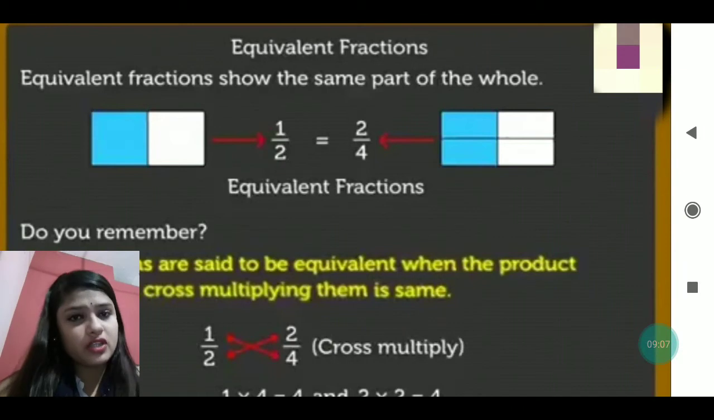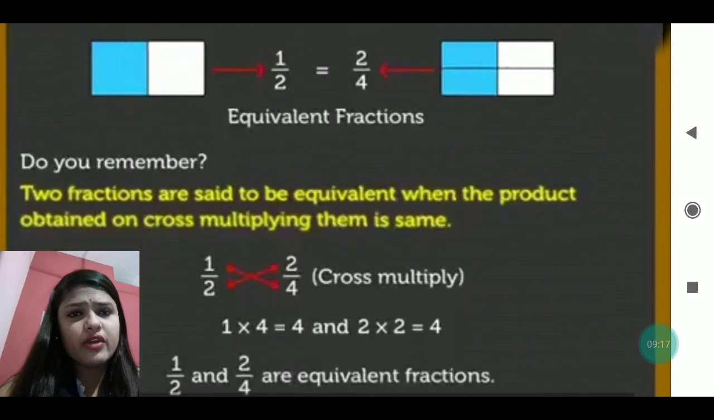Now we will talk about the equivalent fraction. Equivalent fraction shows the same part of the whole. What does this mean? Do you remember, Jesse?